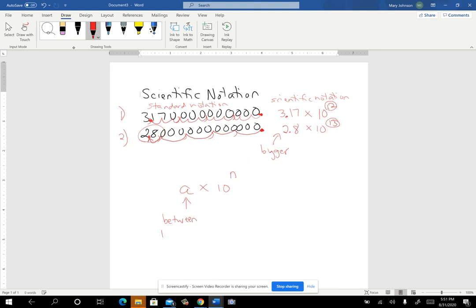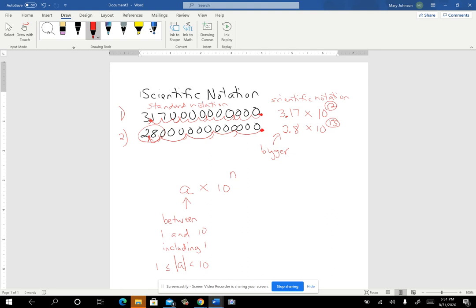Between 1 and 10, including the 1. Sometimes you'll have just a 1. All right, so the A part has to be less than 10, but it could be equal to 1. And this A could be a positive or negative number, so I'm going to put an absolute value around that. So the number part has to be between 1 and 10.